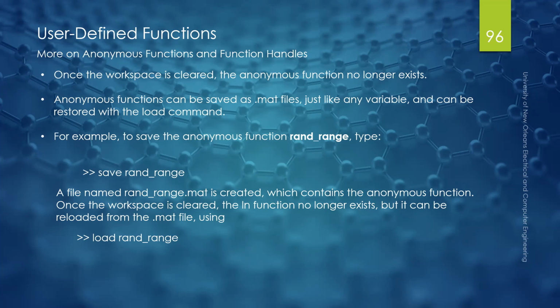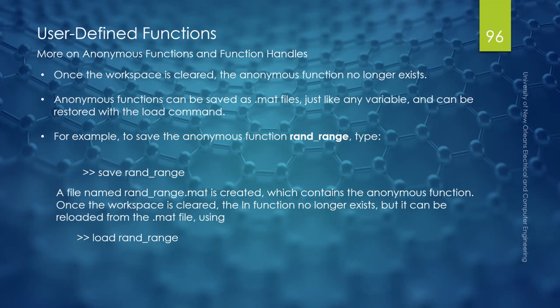And remember, I mentioned this before, once you clear the workspace, the anonymous function doesn't exist anymore. Unless you save them, and you can save them as .mat files, just like any other variable, and you can restore them with the load command. So for example, to save the anonymous function that we just defined, rand_range, you just type save and the name of the function, and it'll save it as a .mat file. A file named rand_range.mat is then created, which is going to contain the anonymous function.